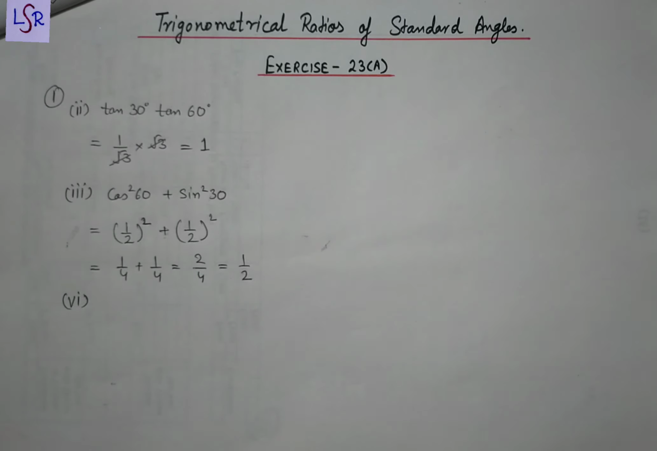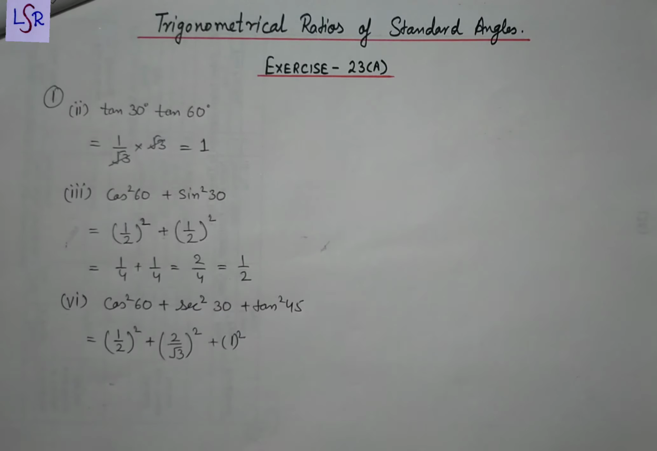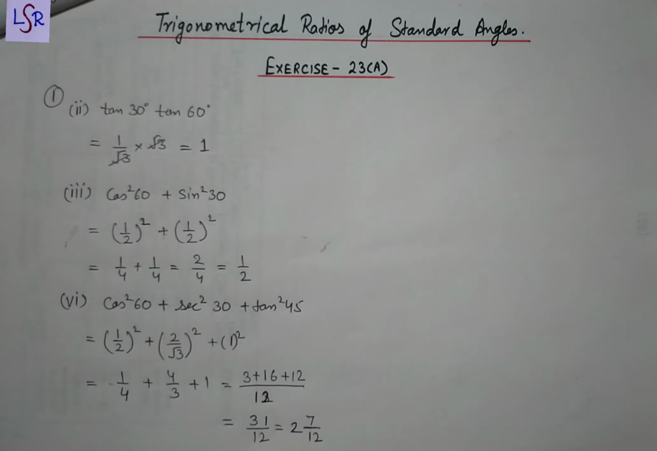Now let's see the sixth part. Now here in this question we are having cos square 60 plus sec square 30 plus tan square 45. Again, जैसे पहले वाला क्वेश्चन किया वैसे इसे भी करेंगे। We are going to place the values, put the square and solve them. After placing the values we have got this, and here we get the final answer as 2 whole 7/12.